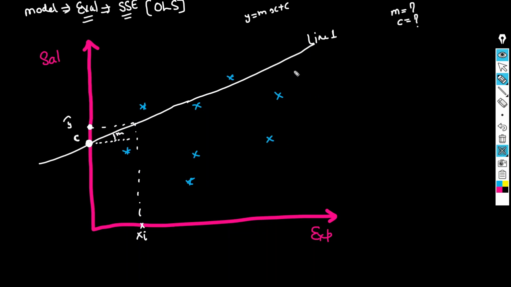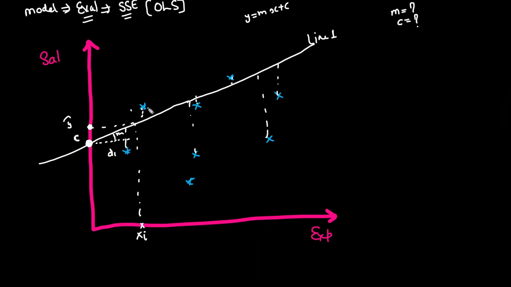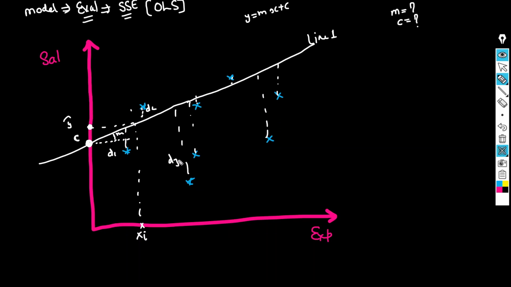By using this line 1, what we do in the OLS method is calculate the distance of the actual data points from the line, right? This distance is your D1, this is your D2, this is D3, D4, D5 and so on. So we can calculate the total error. We can say the total error is d1 plus d2 plus all these distances.